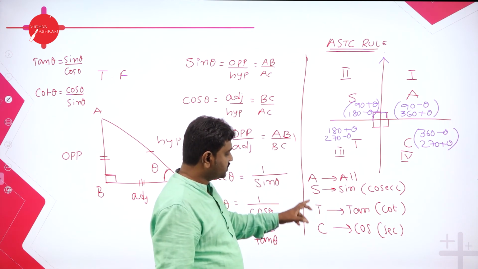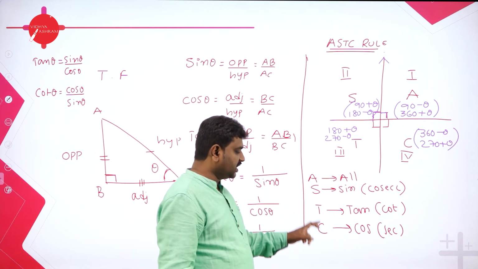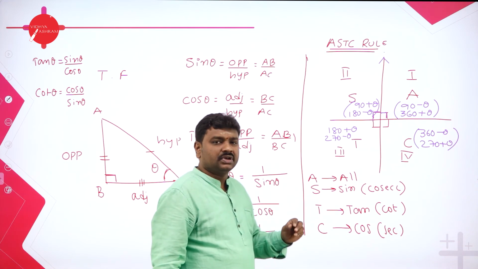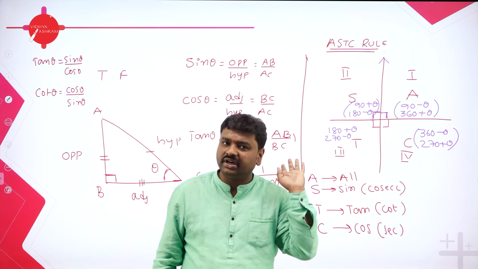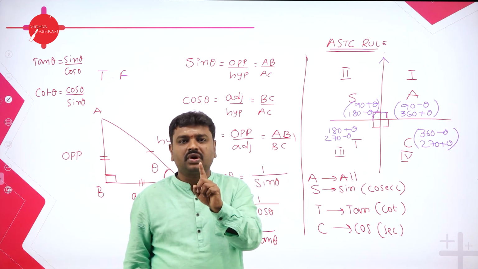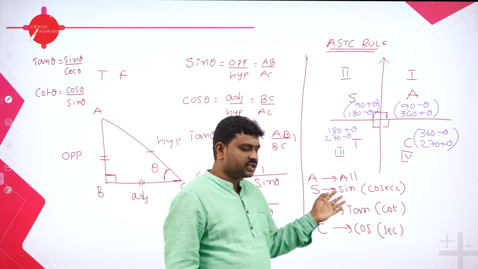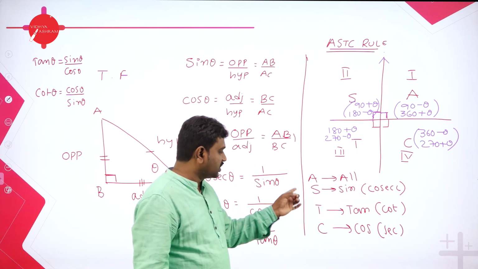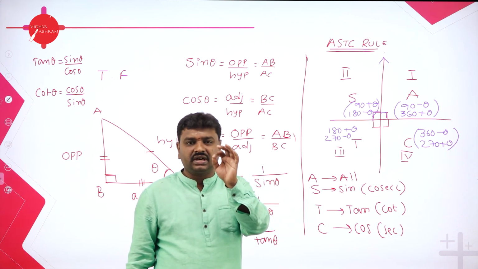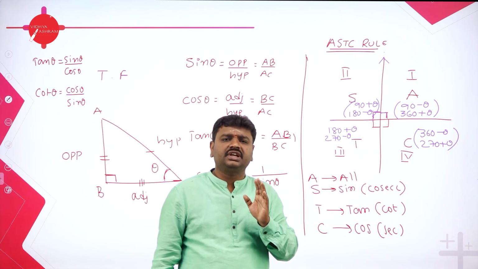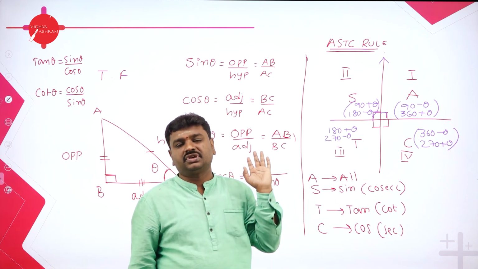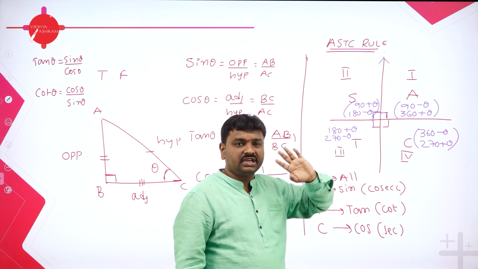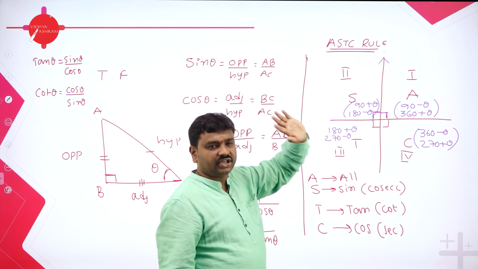What are the ASTC? All silver teacups or whatever. A stands for what? All the trigonometric functions in first quadrant are positive. S means what? You people will say all silver teacups, but you should know what S is. What is S? Sine and its reciprocal. What is the reciprocal of sine? Cosecant. So, in second quadrant, only sine and cosecant are positive. Other than sine and cosecant, all other functions are negative in second.